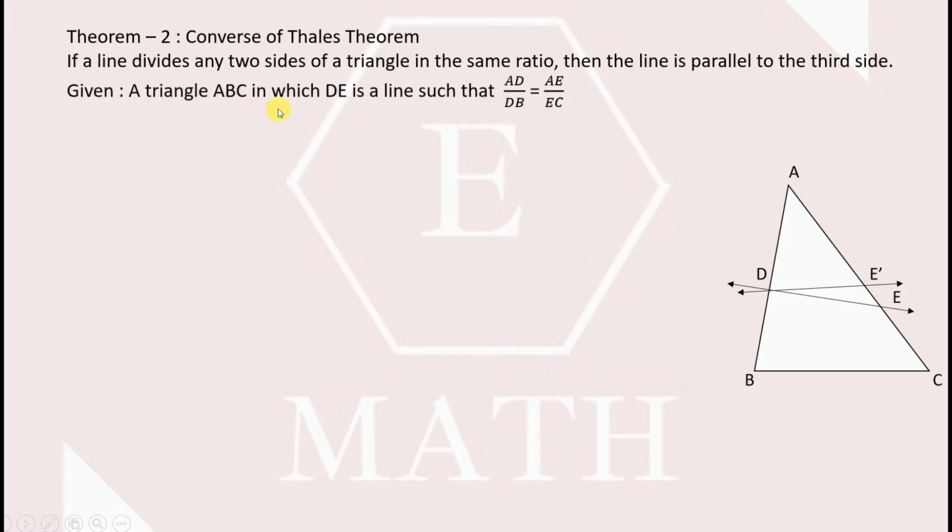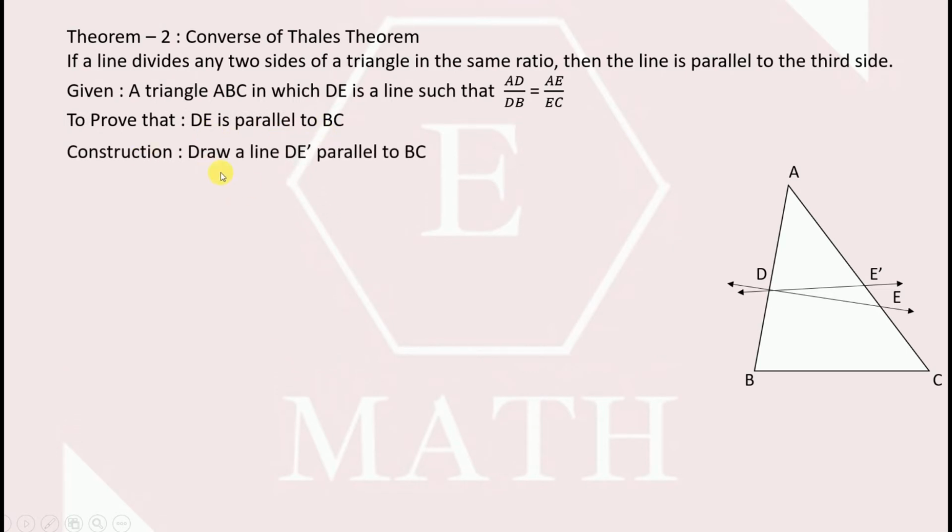So what is given in the theorem is just a triangle ABC in which DE is the line such that this holds good, that is AD by DB will be equal to AE by EC, and we need to prove that DE is parallel to BC. So the construction we made is draw a line DE dash which is parallel to BC.